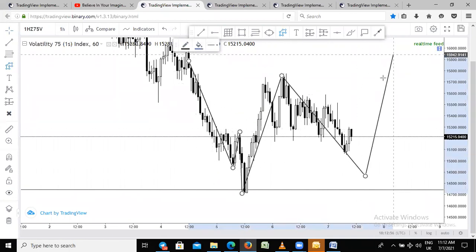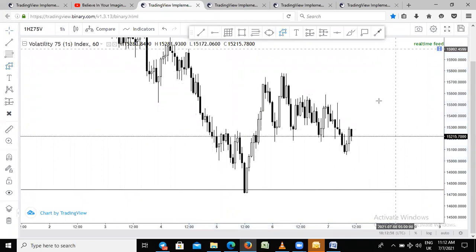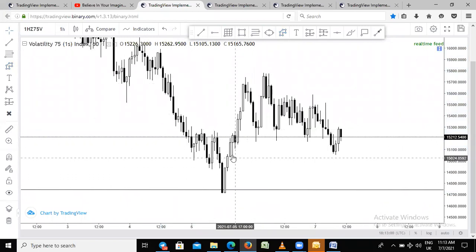This is what I want to see. This is what I really want to see. So potentially I'll keep an eye on this trade.